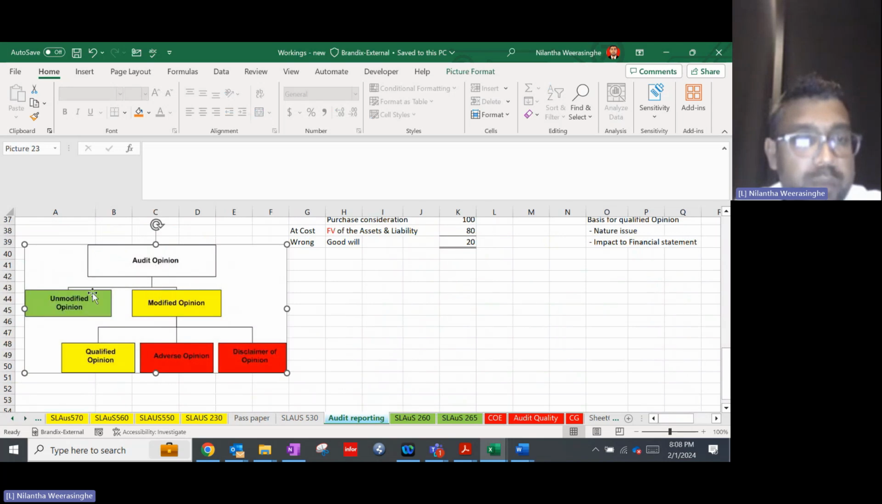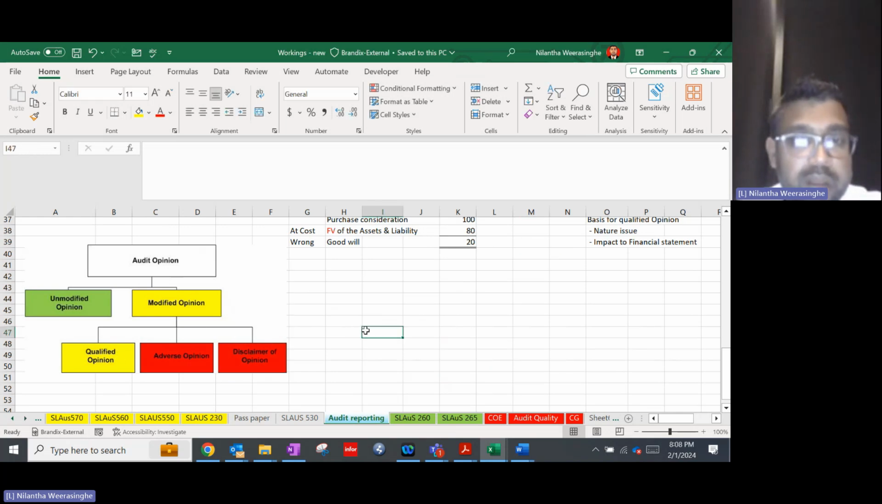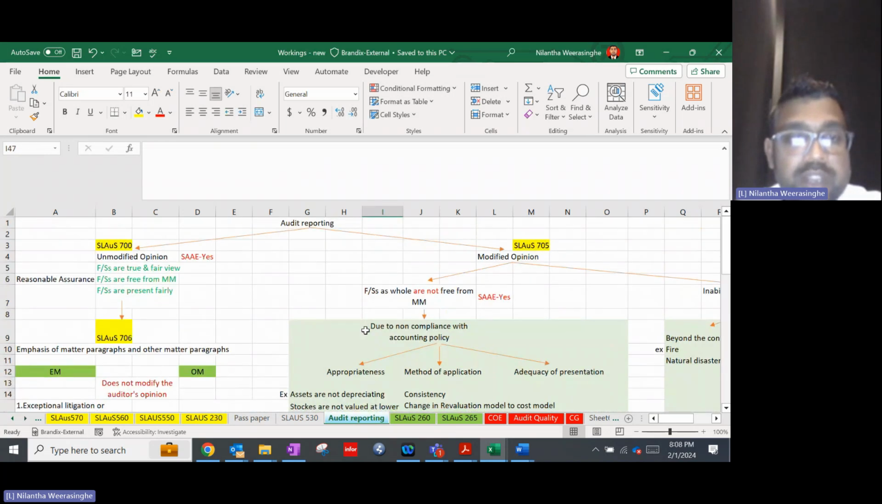Audit opinion can be unmodified or modified: qualified, adverse, or disclaimer. Right? If a material misstatement is material and pervasive, adverse. Inability to collect sufficient appropriate audit evidence, material and pervasive, disclaimer. If both reasons are material, qualified opinion. This is the summary that I explained. Right? Fine. That is SLA 705.